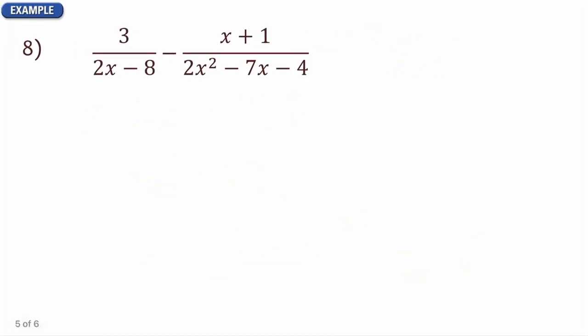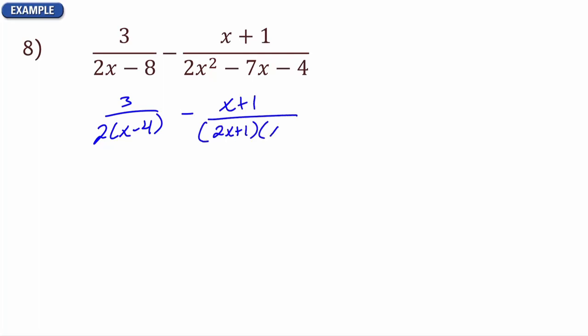Number 8. Looking at my first fraction, I have a 2x minus 8. I notice that has a common factor of 2. And in my second fraction, the denominator is a trinomial and I could probably factor it. So in the first one, I'm going to pull out that 2 and I have x minus 4. And in the second fraction, that does factor as 2x plus 1 times x minus 4.